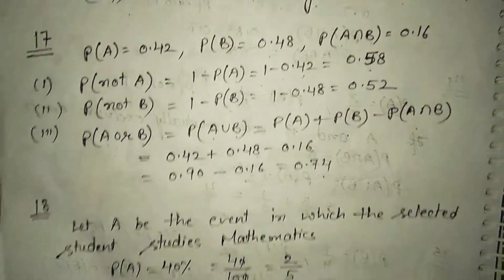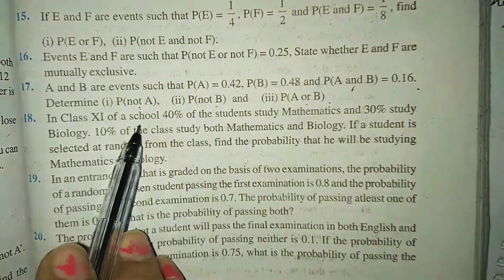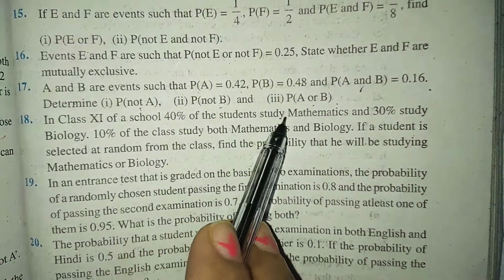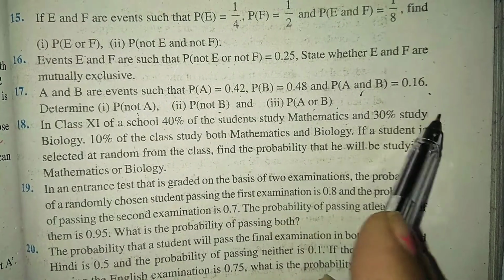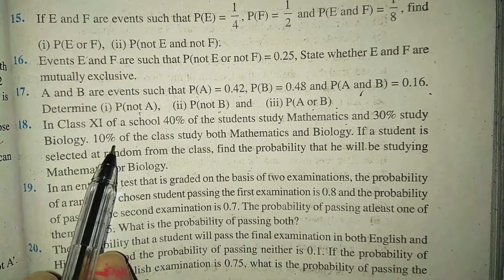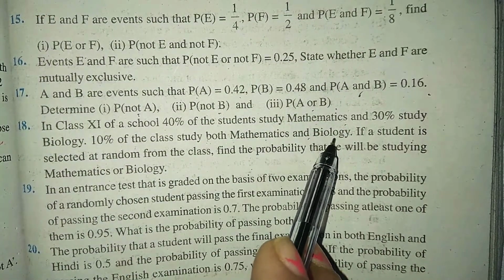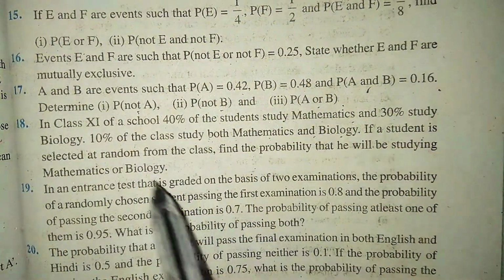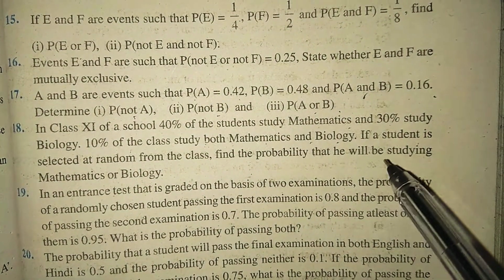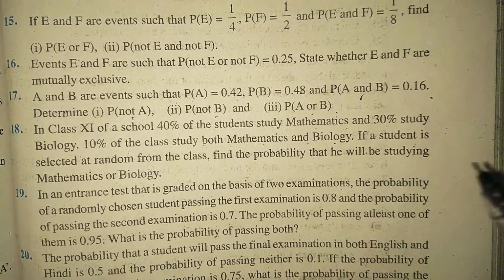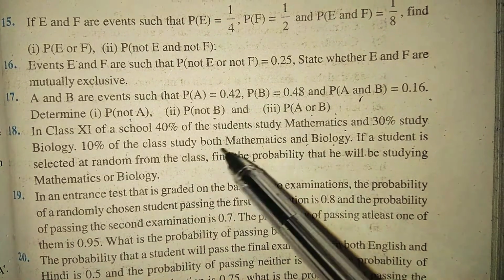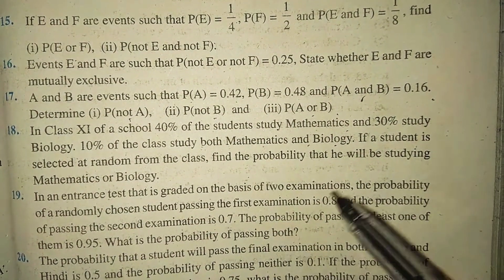Now come to 18th question. In 18th question, in class 11th of a school, 40% of the students study mathematics, 30% study biology, and 10% of students study both mathematics and biology. This type of question we have done in the sets first chapter, application of sets, exercise 1.6. Same here, but we have to find out probability in this question.